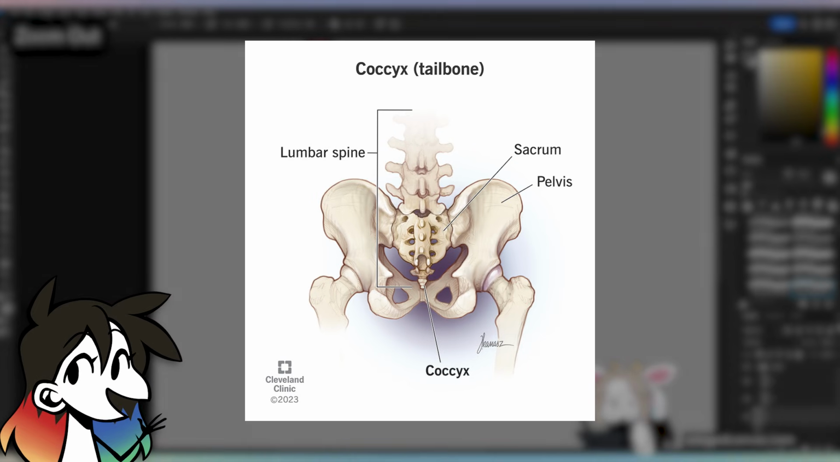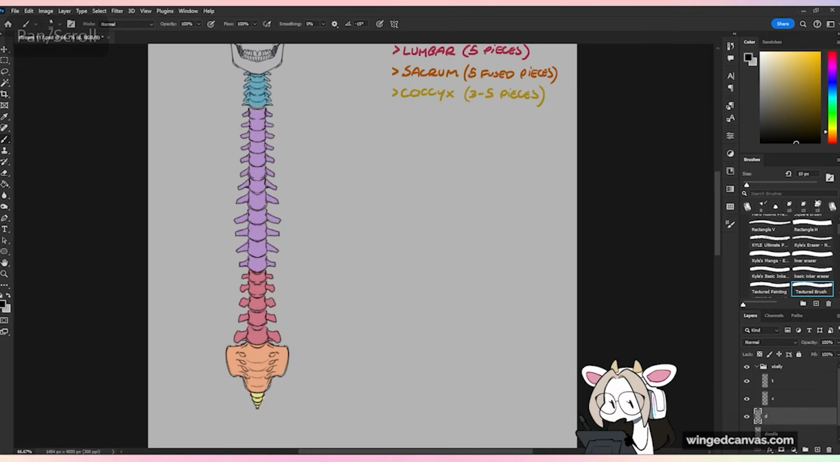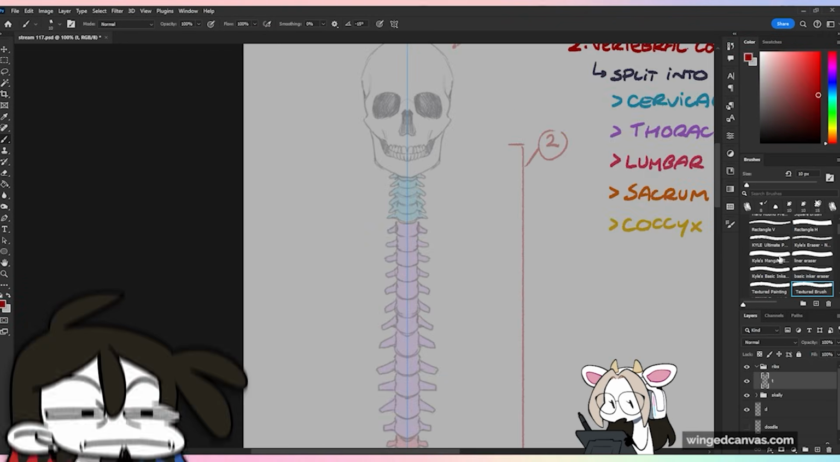So if we had tails, that is the bone that would continue. Most people have 4 coccyx pieces. Some people have 5, some people have 3. It depends on the person. But yes, if we were to grow out a tail, that is what would get bigger.